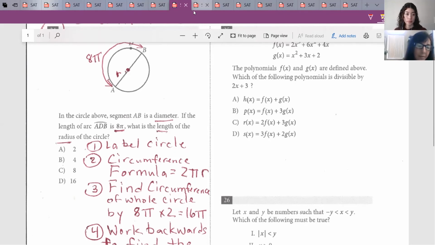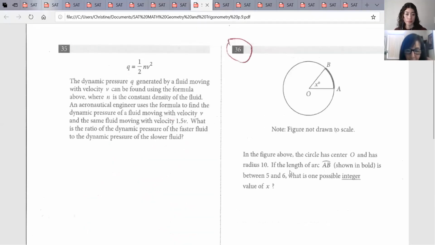Okay, here is another arc formula equation. In the figure above, the circle has a center of O and has a radius of 10. If the length of arc AB, shown in bold, that's nice of them to do that for you, is between 5 and 6, what is one possible integer value of x?